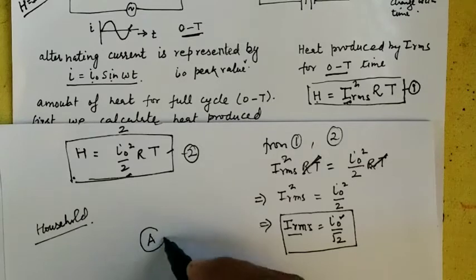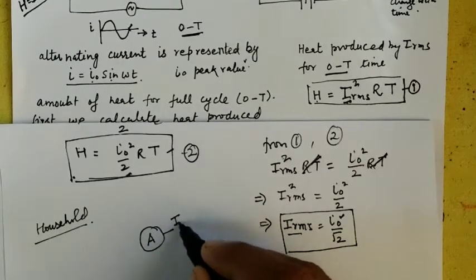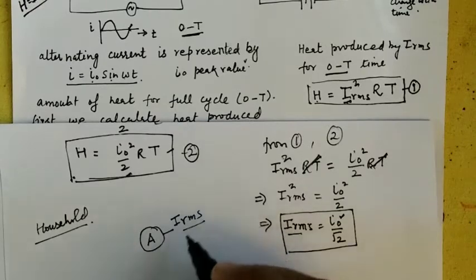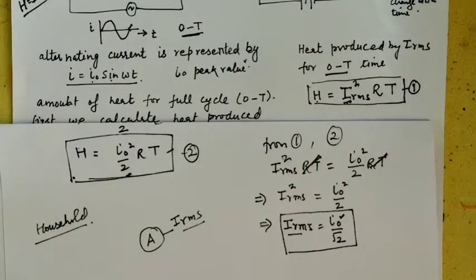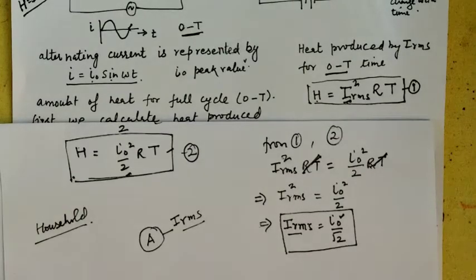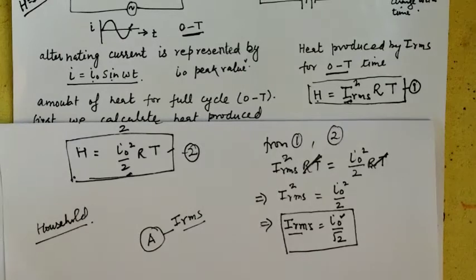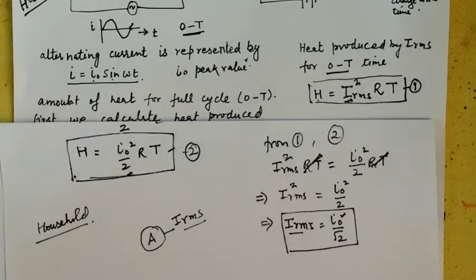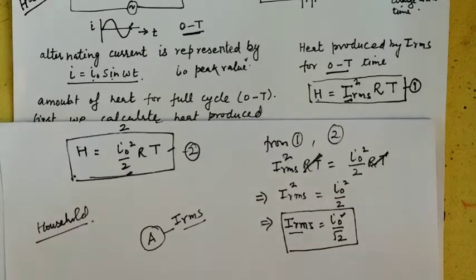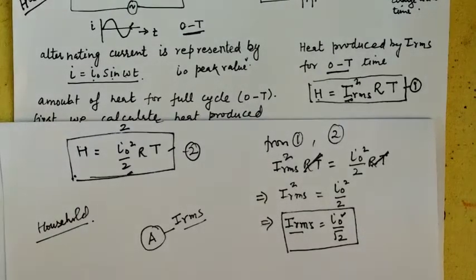In household supply, the current shown by the ammeter is the root mean square value. That is to say, when we connect any ammeter in our household supply to measure the current, it measures the root mean square value of the current. The ammeter is calibrated such that it gives us the root mean square value.